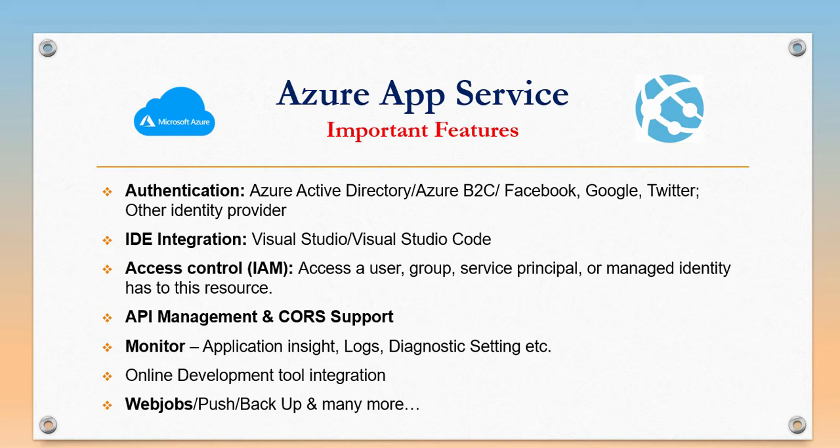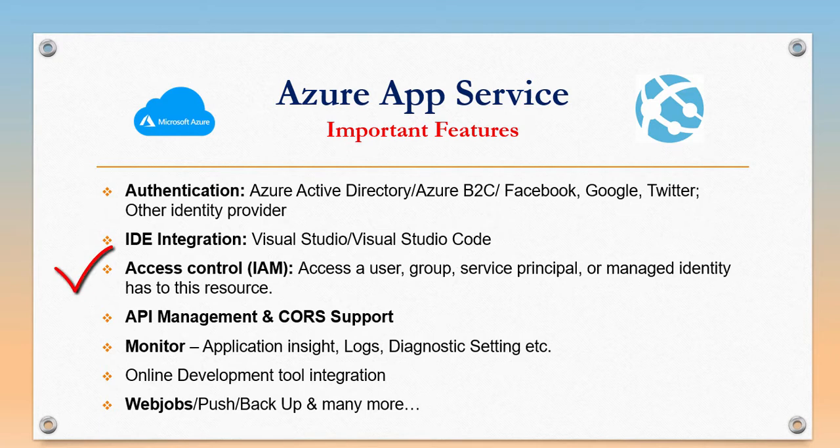Now let us discuss some important features, at a high level, that Azure App Service provides to us for an Azure Web App. Azure App Service provides authentication methods using Azure Active Directory, Azure B2C, Facebook, Google, Twitter, and a couple of other identity providers also. Azure App Service is integrated with Visual Studio and Visual Studio Code. That means we can deploy or publish our application from Visual Studio to Azure.